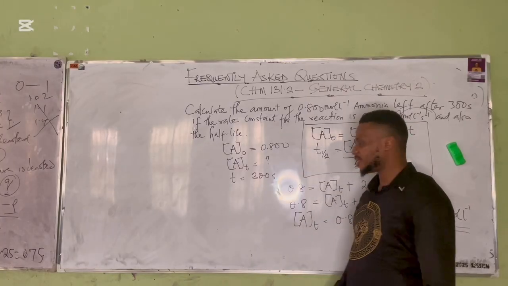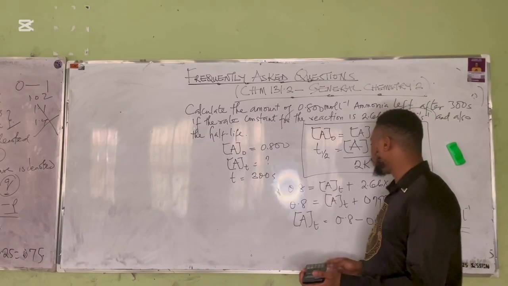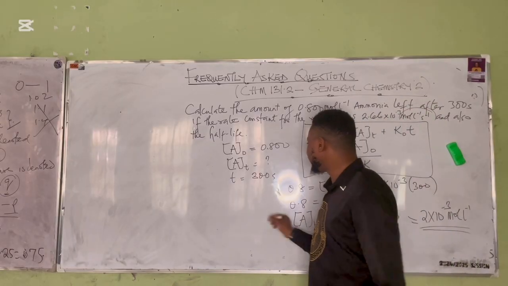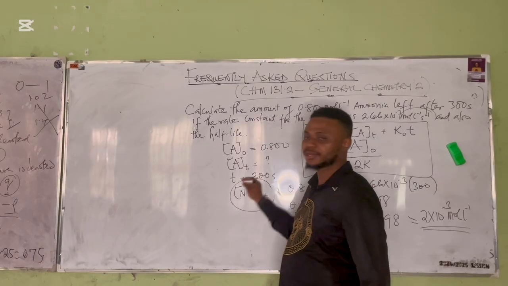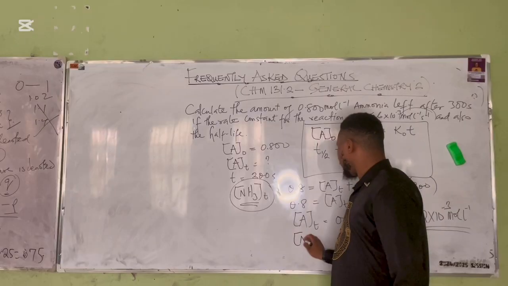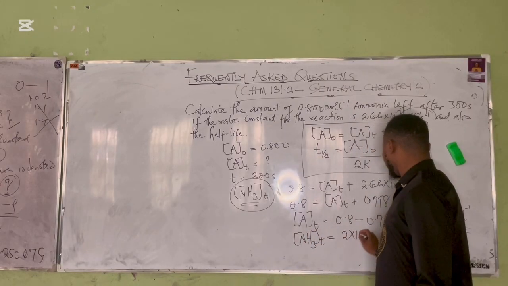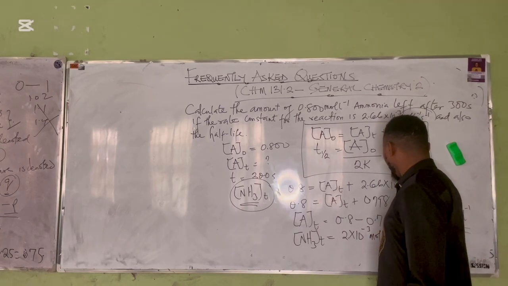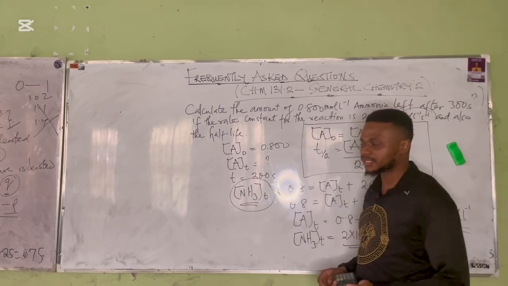So this is the answer to the final concentration of ammonia. You can also represent this by putting it in brackets, [NH3]t, to indicate that this is the substance. So we can still say NH3. The final concentration is 2 times 10 raised to the power minus 3 mole per liter. So this is our answer.